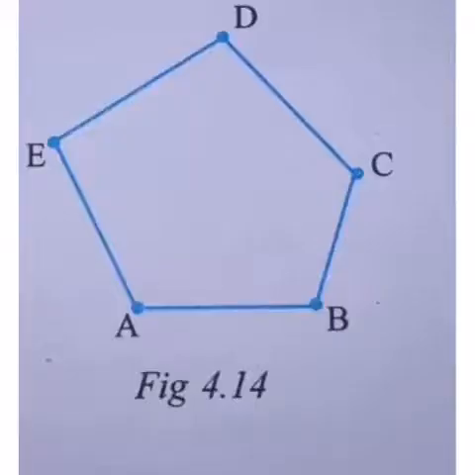Children, take out page number 77 and see figure number 4.14. Children, you can see that the polygon is formed by 5 line segments, and a polygon formed by 5 line segments is known as a pentagon. Now children, you can see that the points which are given are A, B, C, D and E. And these are the points, and how will you name this polygon? Polygon ABCDE.